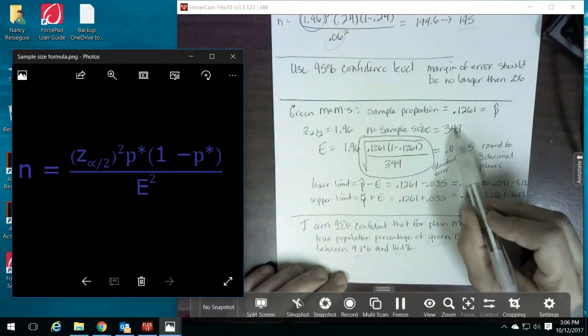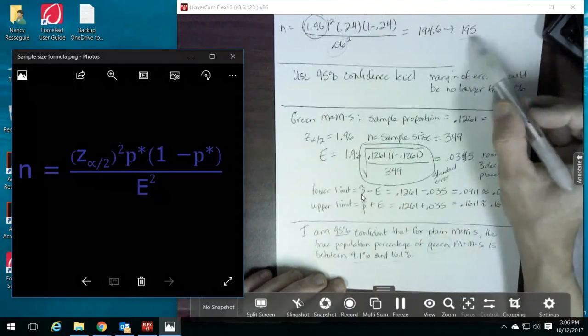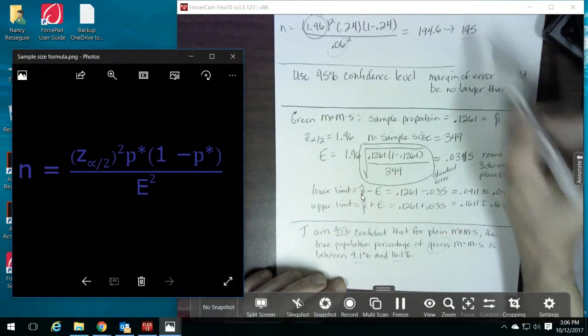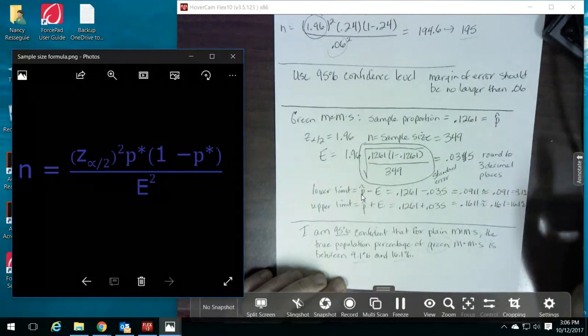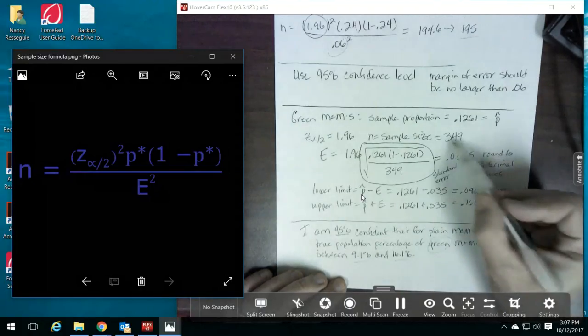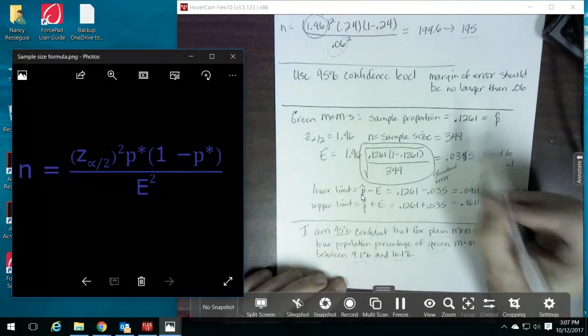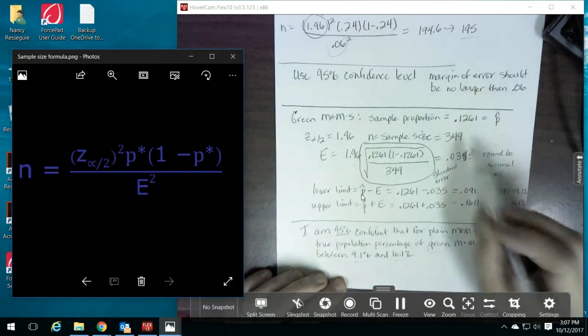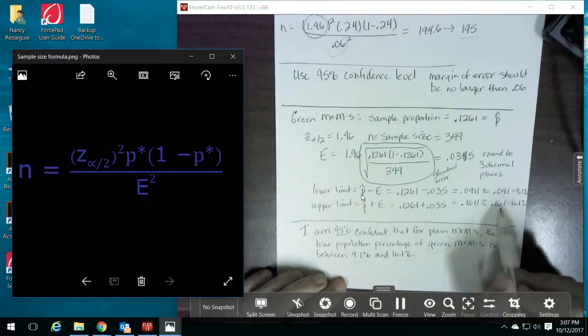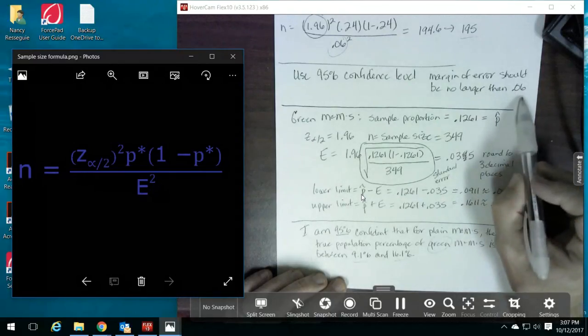That's not too surprising because this came out with my minimum sample size of 195. My sample size is quite a bit bigger than that. The bigger your sample size actually is, the smaller your margin of error is going to get. So if my sample size is a lot bigger than my minimum sample size that I came up with here, then my margin of error should be quite a bit smaller than what I chose for my maximum.